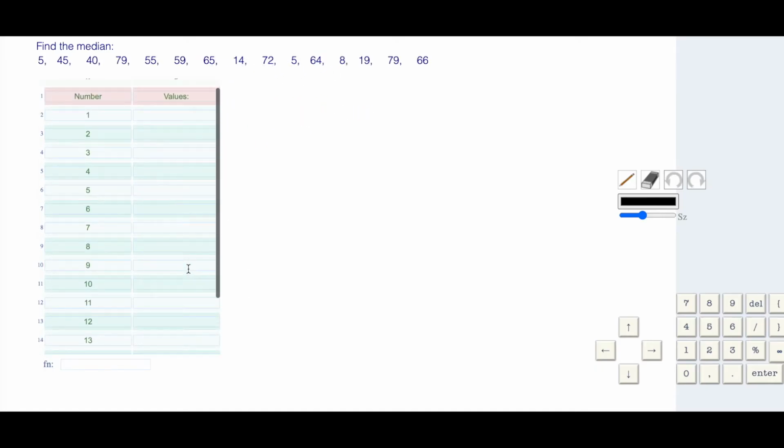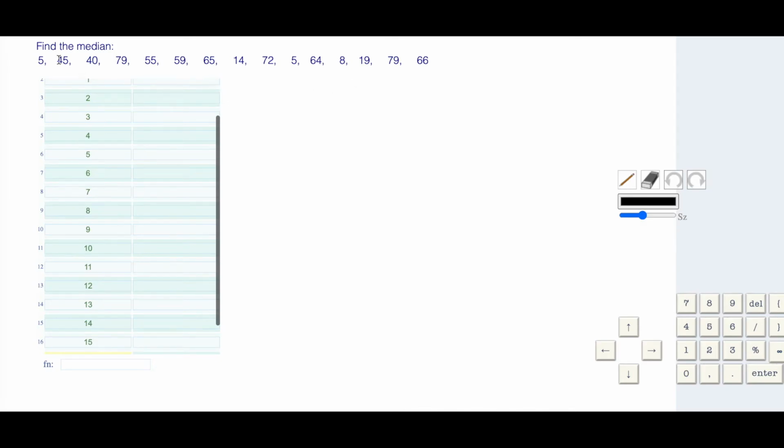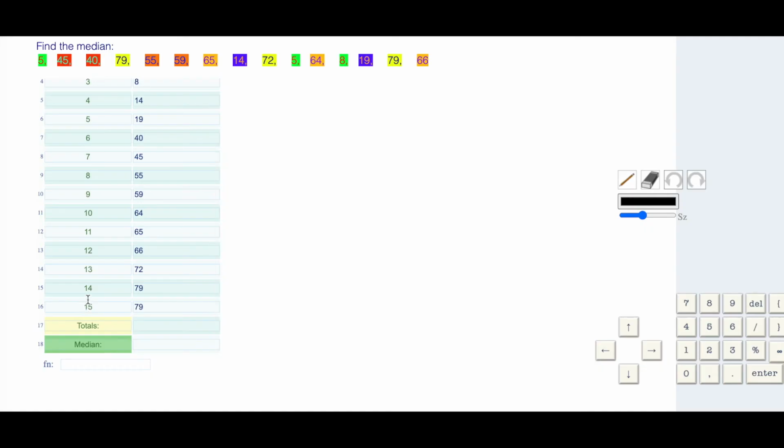Here's another one with an odd number of values. Just order those quickly. 5, 5, 8, 14, 19, no 20s, no 30s. I have a 40, a 45, a 55, a 59, a 64, a 65, a 66, a 72, and a pair of 79s. I have an odd number of values. I have 15 of them.